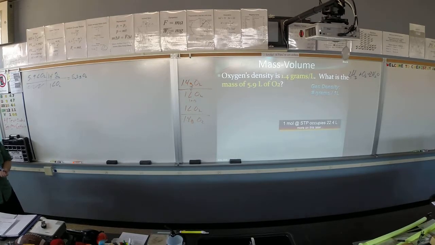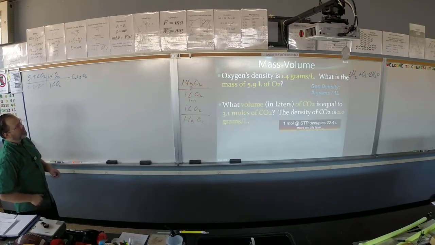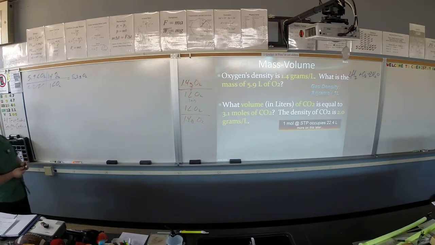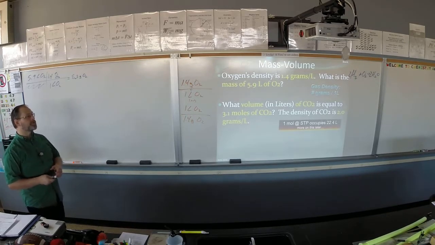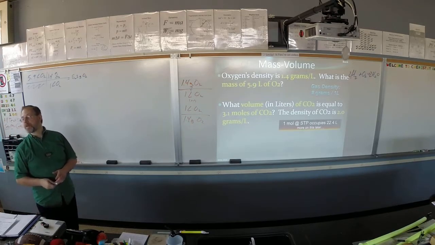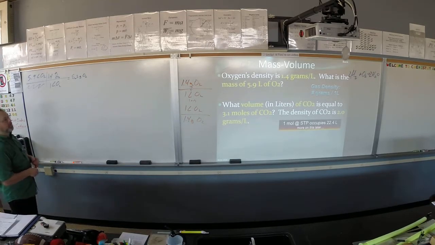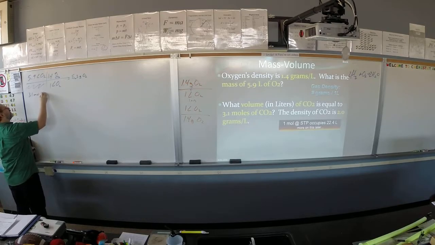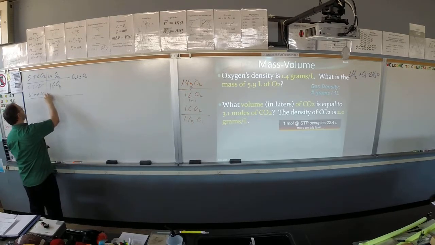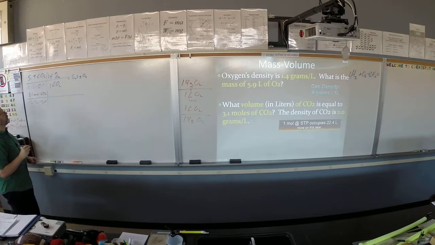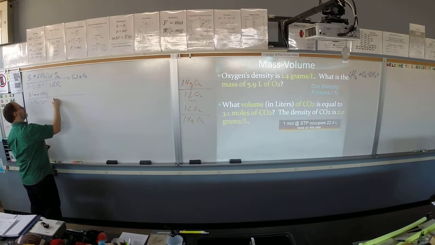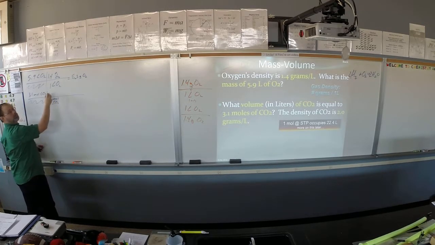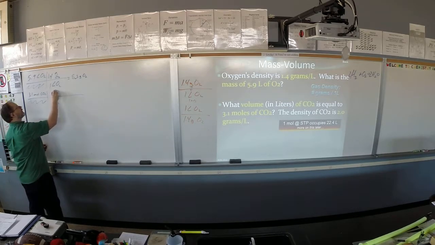Cool. Give me a thumbs up if you're comfortable with this so far. All right. Next step. What volume in liters of CO2 is equal to 3.1 moles of CO2? The density of carbon dioxide is 2 grams per liter. So how should I start this one? 3.1 moles of CO2. Yep, start with 3.1 moles of CO2. What's my next move? Bring down mole CO2. And to what am I going to convert? Grams. Grams of CO2. Sounds good.